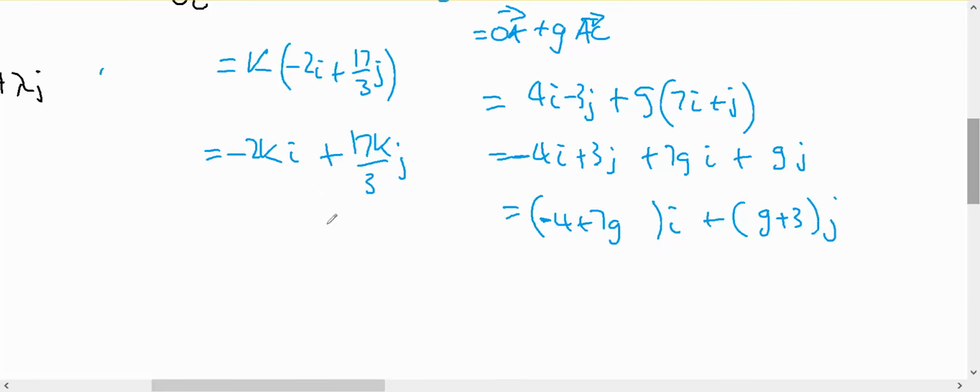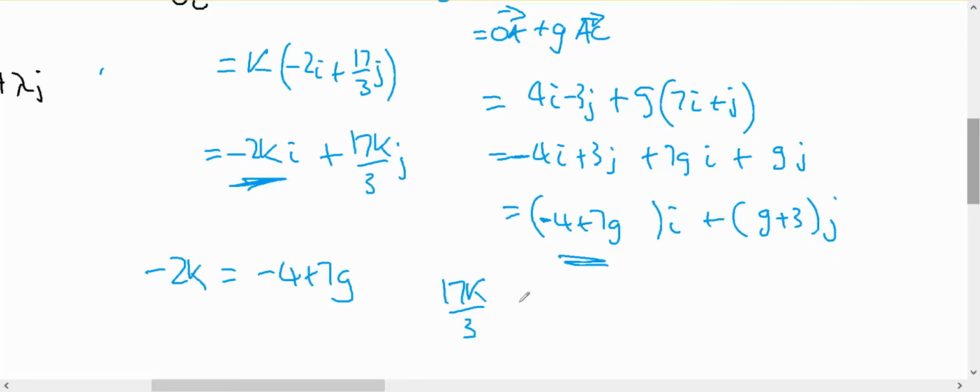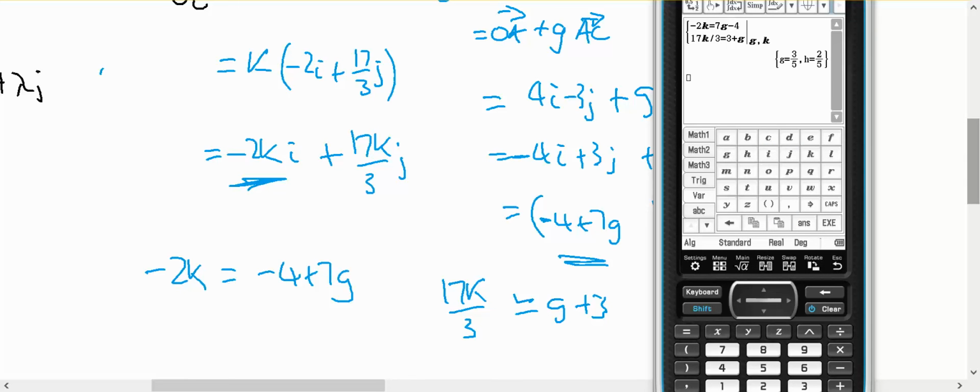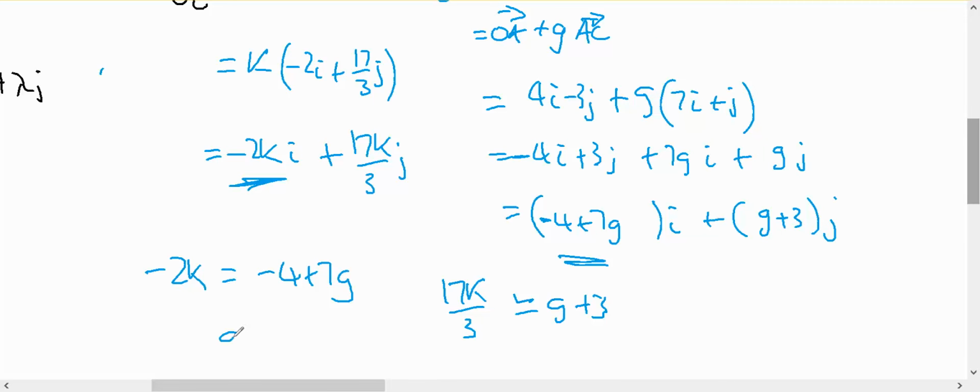So if I was to solve this simultaneously, my i components must equal, so minus 2k equals minus 4 plus 7g, and my j, so minus 17k on 3 equals g plus 3, and on a calculator, that's going to give me g equals 2/5, k equals 3/5.